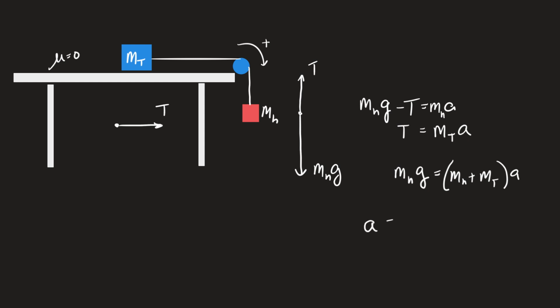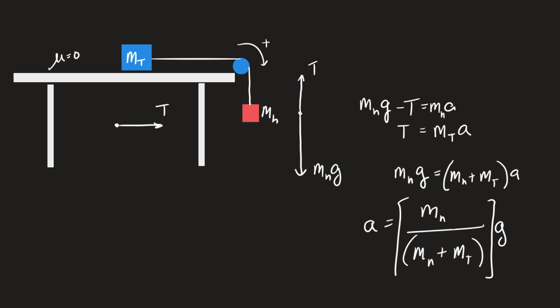So A equals MH G over MH plus MT. Now, notice G is like in this, right? I'm going to just move G over here so it's kind of by itself and focus on what's in here, because that's what we had before.